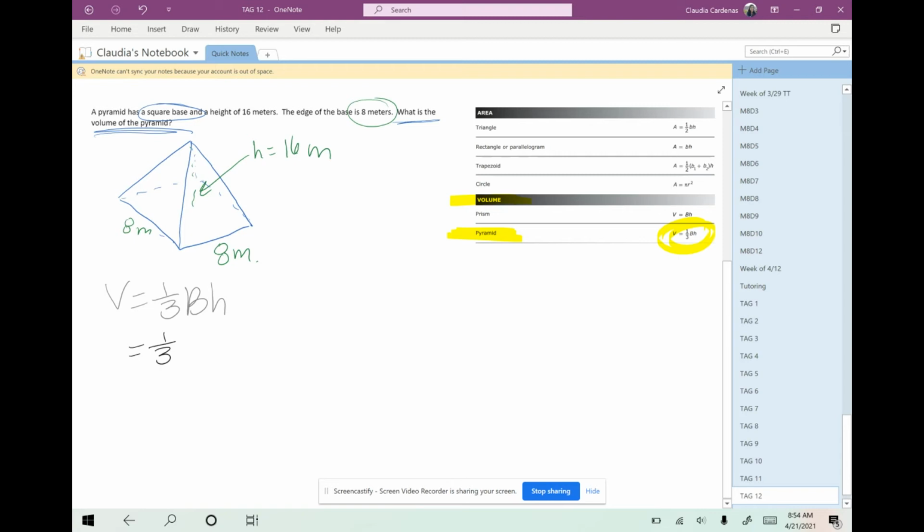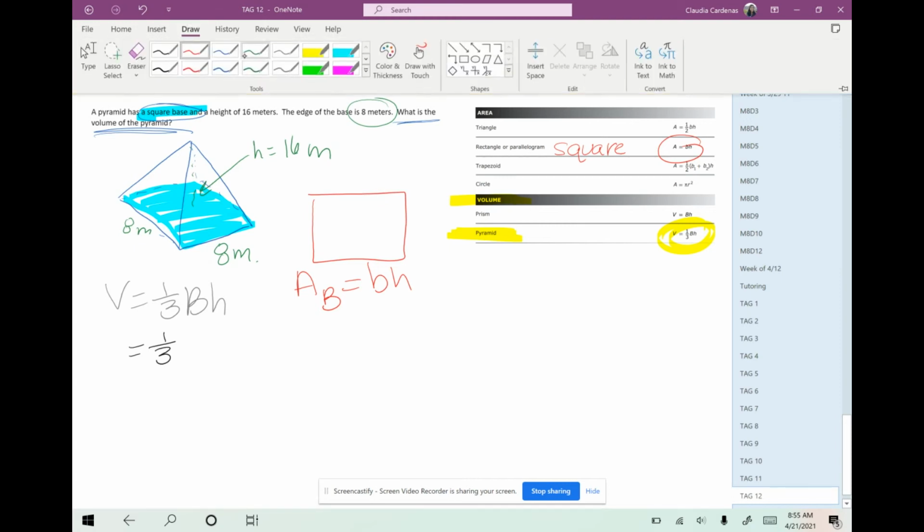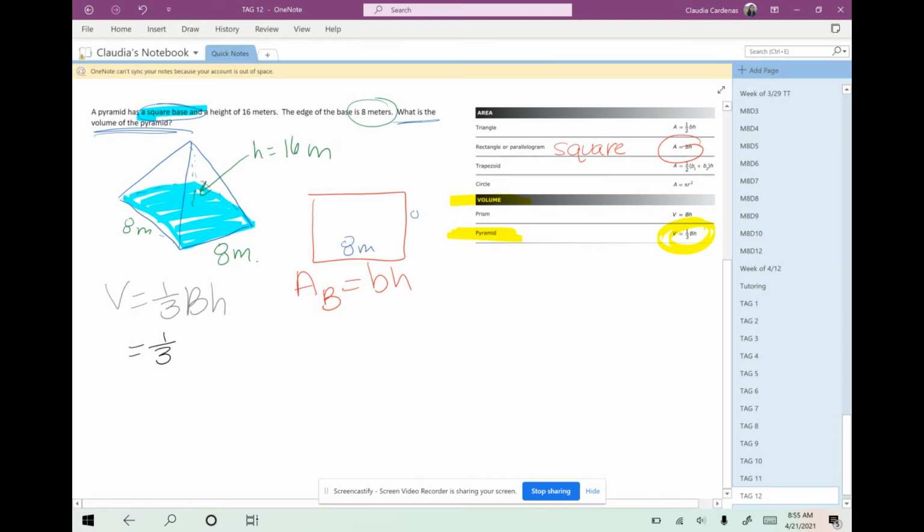We know that the base shape is going to be a square because that is what they identified in the problem, and that's how I tried to draw it as well. Since the base is a square, how do I find the area of a square? Well, I remember that a rectangle or parallelogram also includes the square. So for big B, I need to use the base and height for our square base, which is 8 meters by 8 meters. When I substitute that and multiply, I get 64 meters squared as the area of the base.